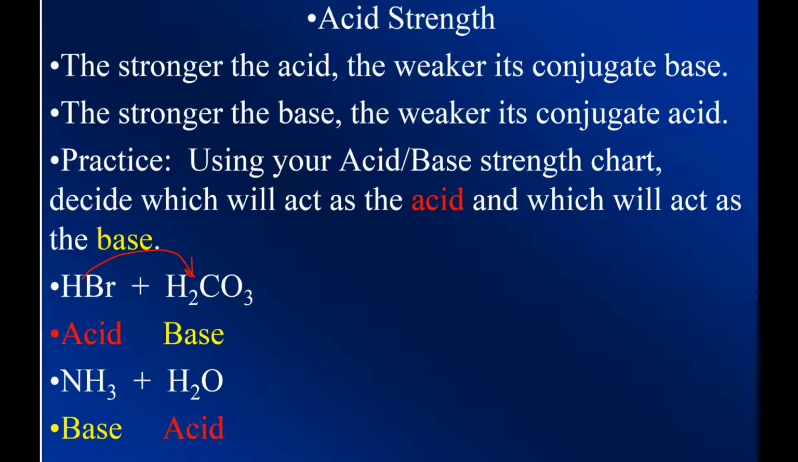Okay, next one, NH3 and H2O. Well, which one's the stronger acid? Which one's the stronger base? Well, in this case, H2O is the stronger acid, and NH3 is the weaker acid. So it's going to act as the base. So in this case, because H2O is stronger, it has more of an affinity to give up its proton. In this case, H2O is going to act as the acid, and NH3 is going to act as the base. All right, that will conclude conjugate acids and bases.